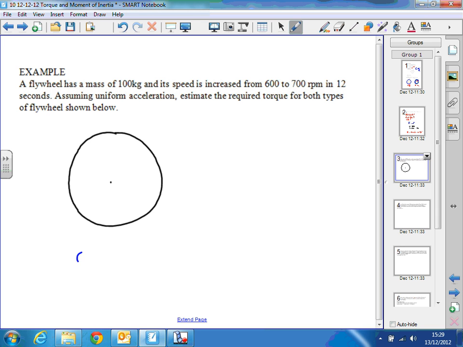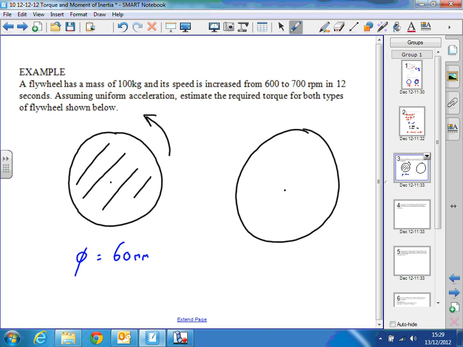with a diameter of 60 millimeters, and so this is a solid flywheel rotating, and then we'll look at one where all the mass is concentrated in the rim. Again, the diameter is 60 millimeters. And as it's all concentrated in the rim, we assume that this distance here is the mean radius.